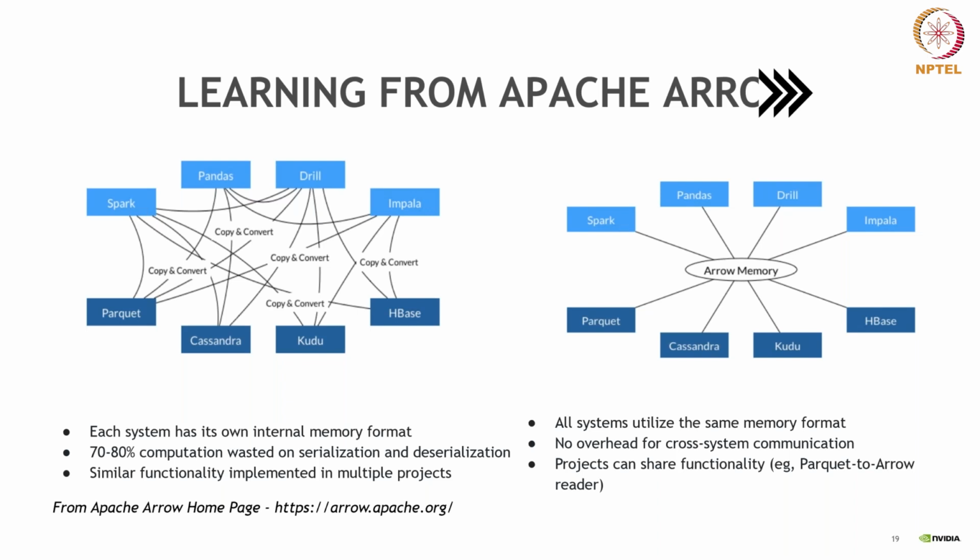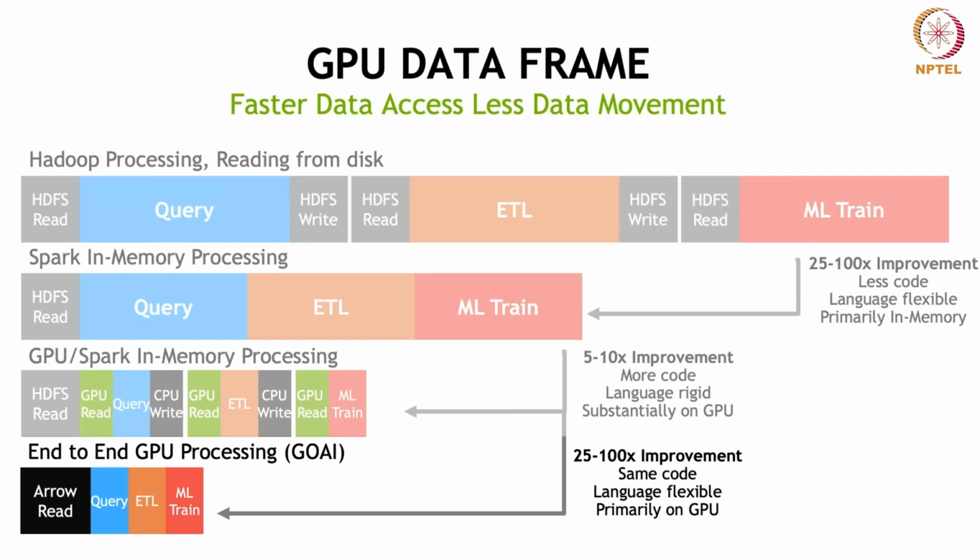There was no need for any kind of cross-system communication, and the project basically can share the functionality as well. And with this innovation, all of the missing pieces to make the overall thing run on the GPU were present. And that's when the goal that we had in mind came. So instead of doing an HDFS read, now the whole thing sits over Apache Arrow. So what we do is we read it from Apache Arrow, and then after that there is no read or write happening through the CPU.